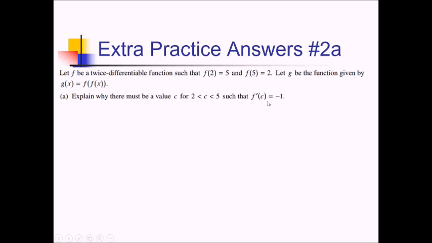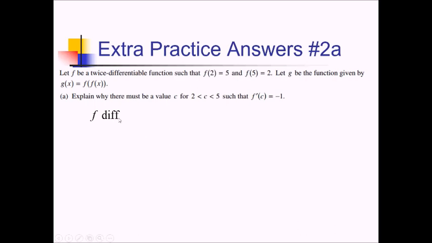To use the mean value theorem, we first have to establish that our function is differentiable on the interval in question. And they said that f was not just differentiable, but twice differentiable. Therefore, we have differentiability on all real numbers, so certainly that includes the interval from 2 to 5, and we can go ahead and use the mean value theorem.